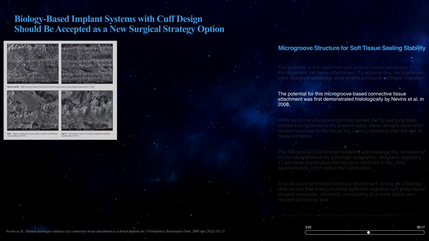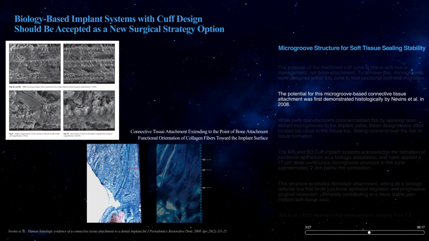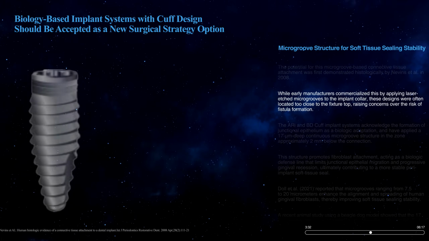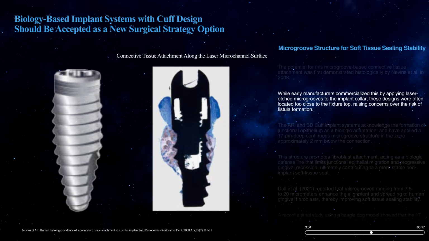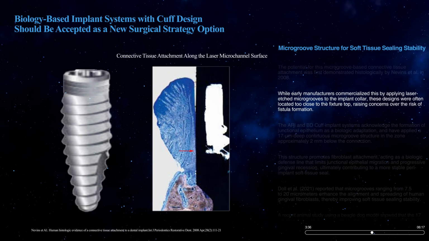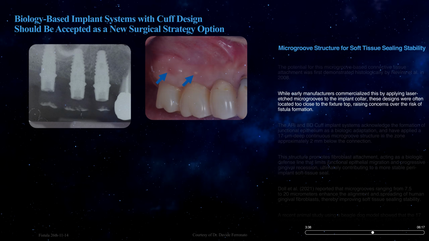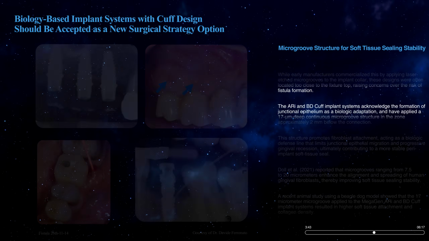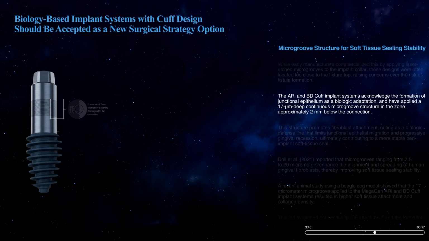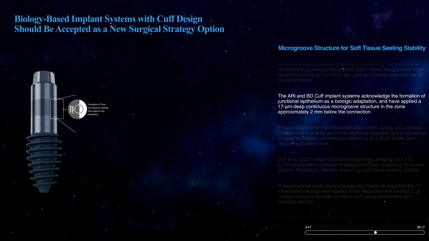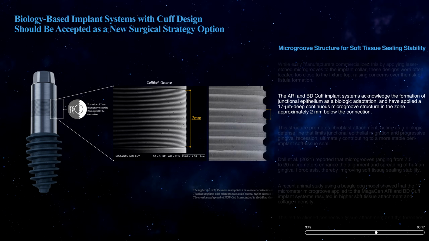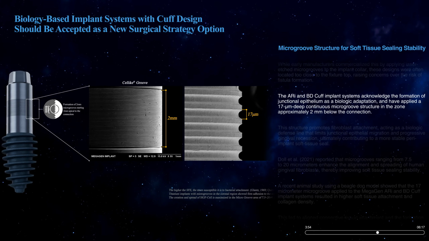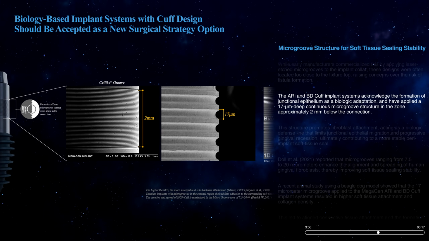The potential for this microgroove-based connective tissue attachment was first demonstrated histologically by Nevins et al. in 2008, while early manufacturers commercialized this by applying laser-etched microgrooves to the implant collar. These designs were often located too close to the fixture top, raising concerns over the risk of fistula formation. The RE and BD cuff implant systems acknowledge the formation of junctional epithelium as a biologic adaptation and have applied a 17-micrometer deep continuous microgroove structure in the zone approximately 2 mm below the connection.